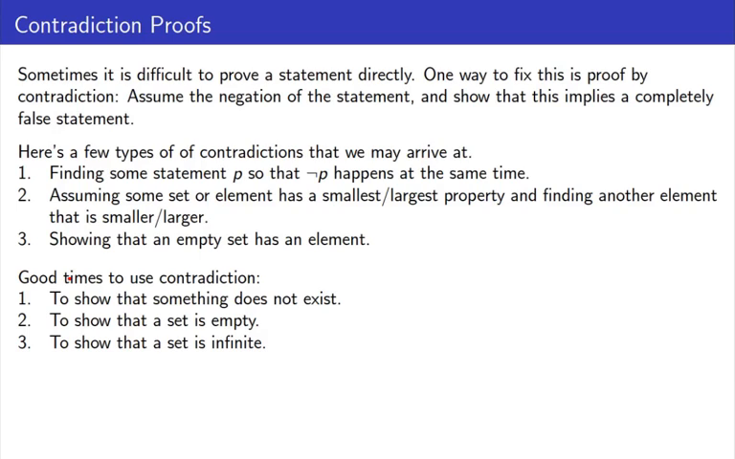Here are some good times to use contradiction. One of the number one ways is to try to show that something does not exist. It's pretty hard to show it doesn't exist, so using the opposite sometimes helps. To show that a set is empty, sometimes it's useful to assume it has an element and show that that brings a contradiction. And then finally, to show that a set is infinite. It's kind of hard to show something's infinite, so it does help sometimes to assume it's finite and then find a contradiction to that.